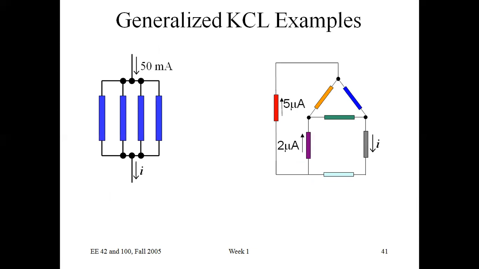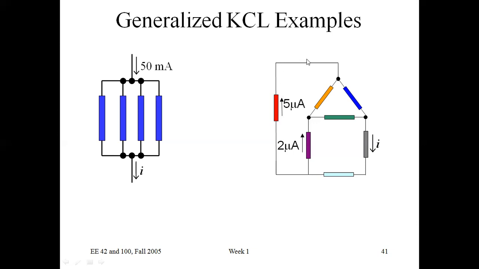Here is another example. There are 4 branches, and here 50 milliamp current is entering at a node. This current is divided among the 4 branches, but the leaving point is only one single branch. So no doubt this I is always equal to 50 milliamp, though in these particular branches the 50 milliamp is divided into 4 parts. But the current leaving this whole circuit is always equal to 50 milliamp.